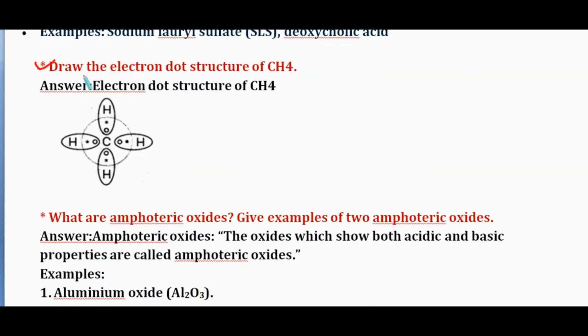Next question is draw the electron dot structure of CH4. This is the electron dot structure of CH4. Carbon has 4 valence electrons 1, 2, 3, and 4, and 4 hydrogens surround it by giving one electron each: hydrogen 1 electron, hydrogen 1 electron, third hydrogen 1 electron, fourth hydrogen 1 electron. This is the dot structure of methane, that is CH4.